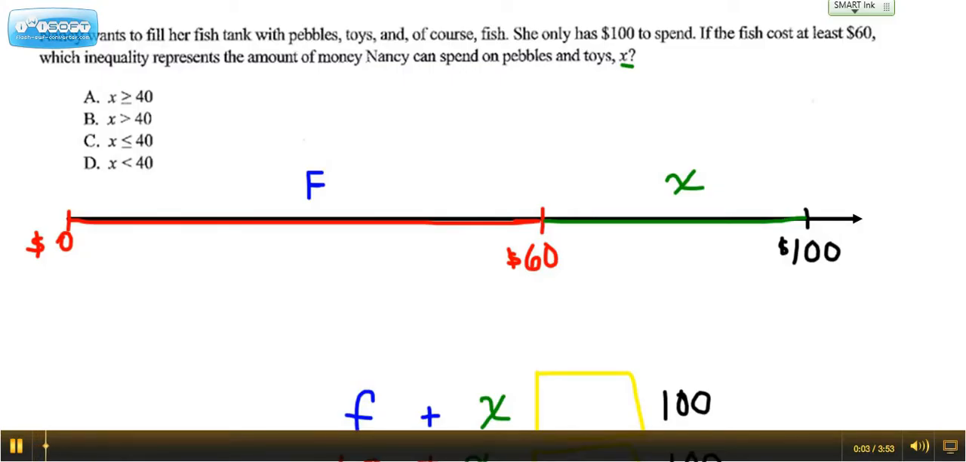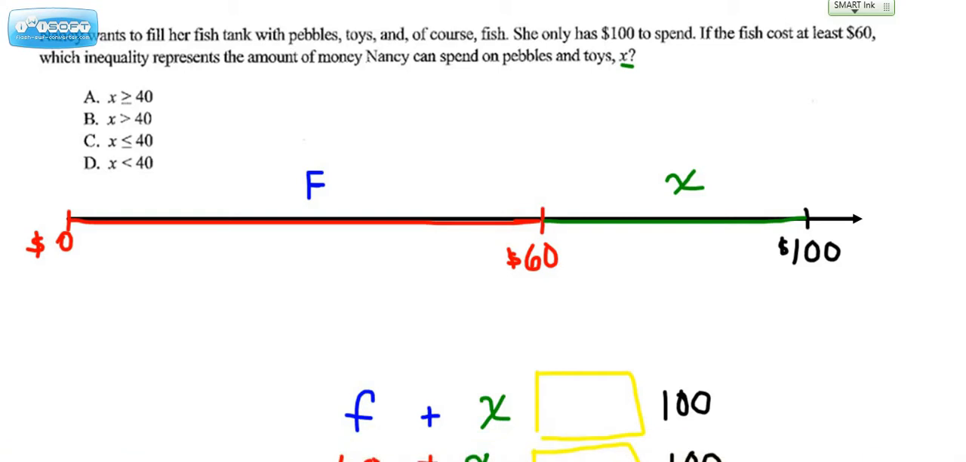We're taking a look at an inequality word problem, which I find very difficult, and I really think you have to graph it in order to wrap your brain around it. Nancy wants to fill her fish tank with pebbles, toys, and of course fish. She only has $100 to spend, which we have represented right here. If the fish cost at least $60, which inequality represents the amount of money Nancy could spend on pebbles and toys? If we graph this out, it's really going to help our brains process what we need to do.